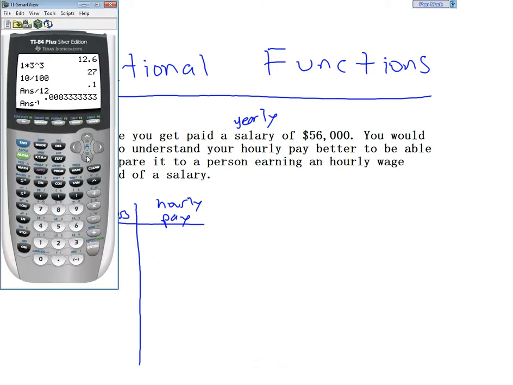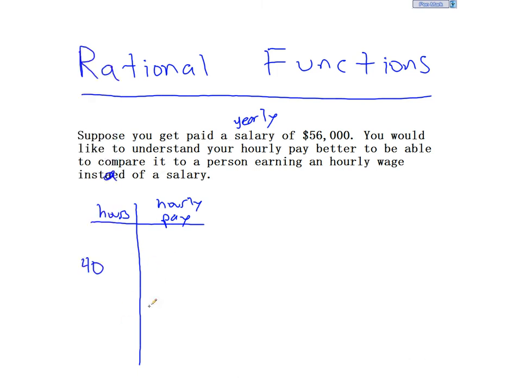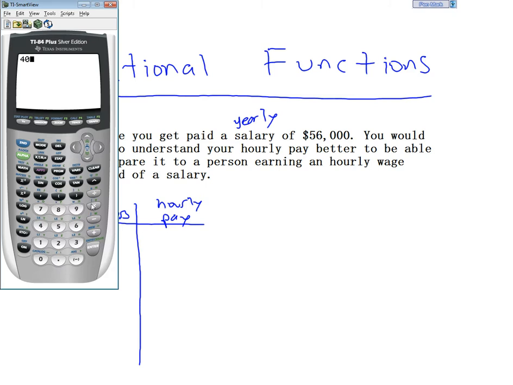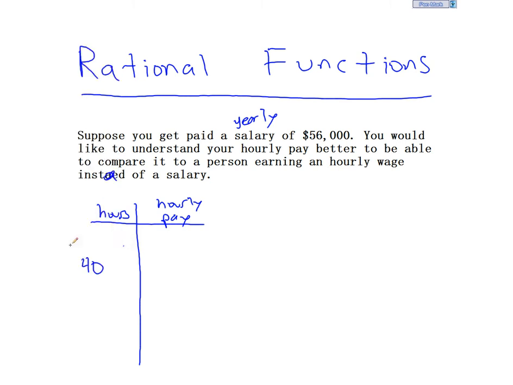So let's do that. We know that there are 40 hours in a week, and we're assuming 40 hours per week, times 52 weeks in a year. So if this person worked 40 hours for all 52 weeks, that person would have worked 2,080 hours. We'll call this weekly hours. So the person would have worked 2,080 hours in that whole year.